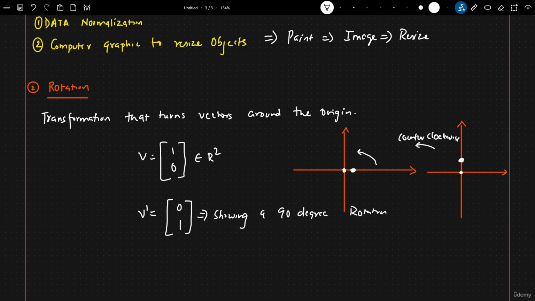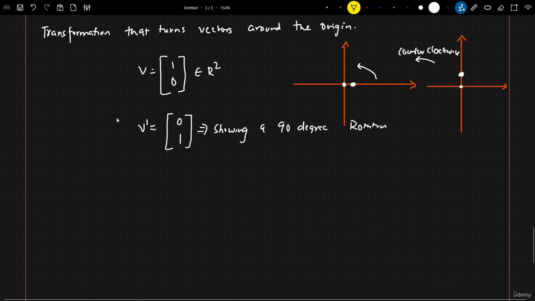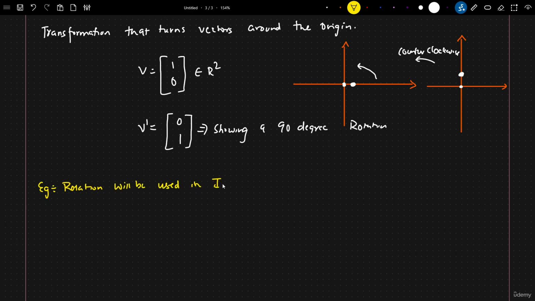Now, why will this be useful? It will be useful in deep learning image processing techniques. Some of the examples: rotation will specifically be used in image processing. Let's say I want to rotate the image, okay? Specifically in deep learning also, we do rotate images, right? Rotating images, one of the examples over here.